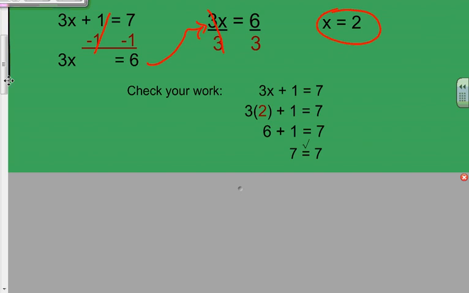x equals 2. Whatever you say the x is, you're going to plug it right back into the original equation. So that's why we put it right there. And you work out the side that has the variable on it. 3 times 2 is 6. 6 plus 1 is 7. If you can show that both sides of the equal sign are exactly the same, then you did your problem correctly. And that is your check.